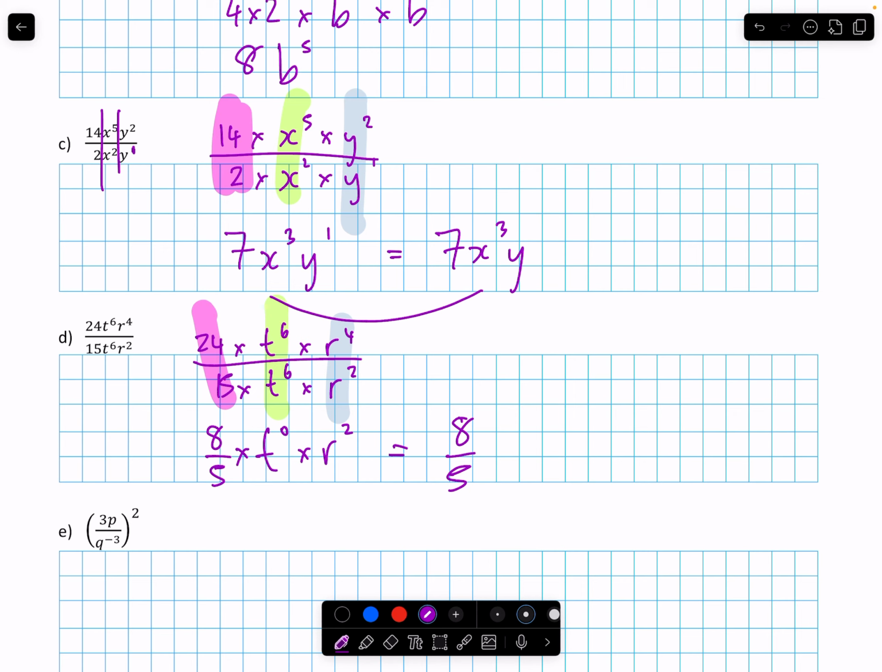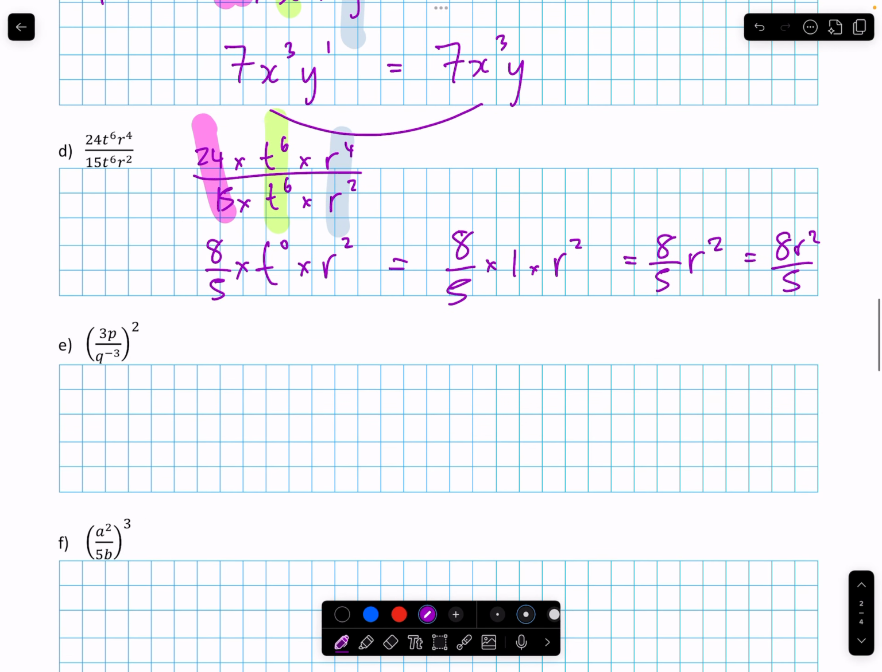Anything to the power of 0 is 1. And then r squared I can't do anything with. So what does this do? You've got 8 over 5 r squared. I'd accept that's the same as 8r squared over 5 too. That works.